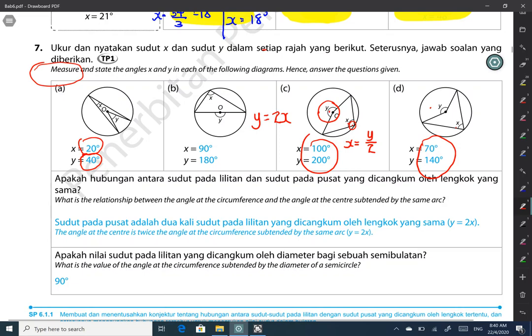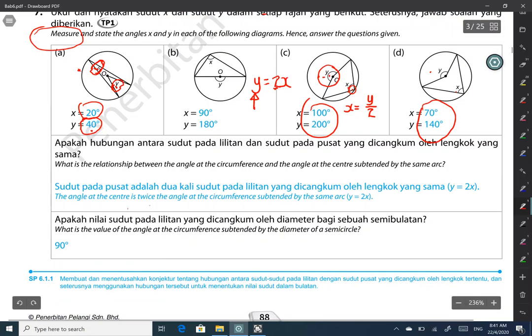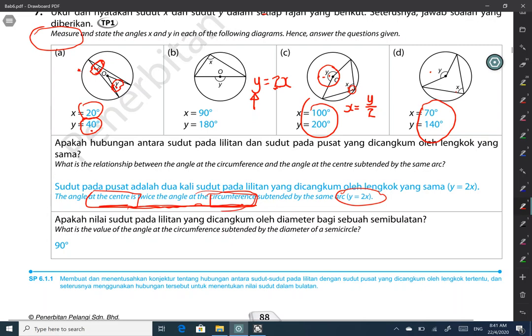我们也可以这样子说，在中间点的 angle 是两倍在 circumference 的。Same with this one. Angle at the circumference is half of the angle at the center, or the angle at the center is 2 times the angle at the circumference. So the angle at the center is twice the angle at the circumference, 就是两倍。Okay?